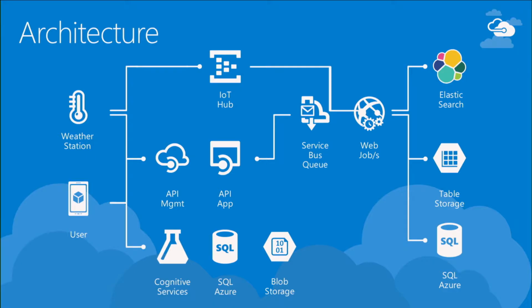If we start on the left-hand side, they're using weather stations that they currently have, and we're pumping data into the IoT hub, which we know can handle millions of device transactions, and that can hold that data, which then pumps it into web jobs. We've also got the option for users now to enter data via the PaaS web app APIs that we've developed. We're also looking to expand that.